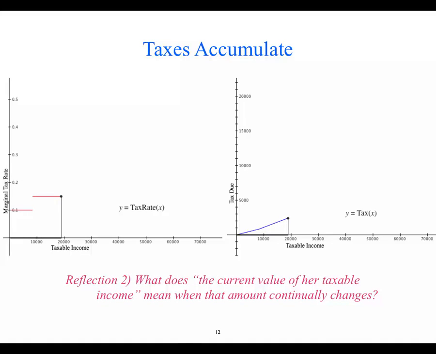What does the current value of her taxable income mean when that amount continually changes? So how can we make sense of saying the current value of her taxable income?